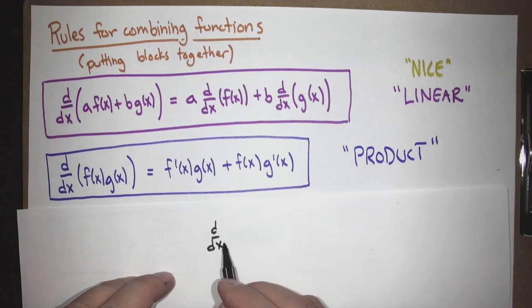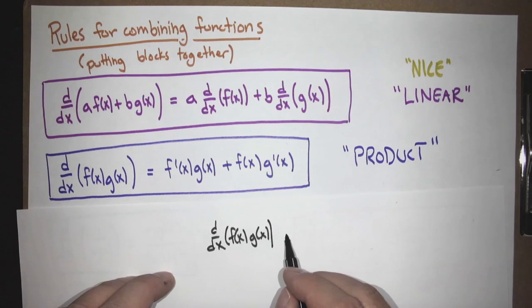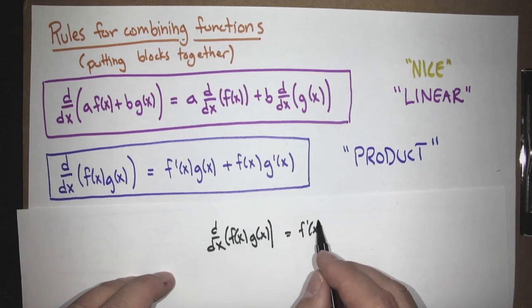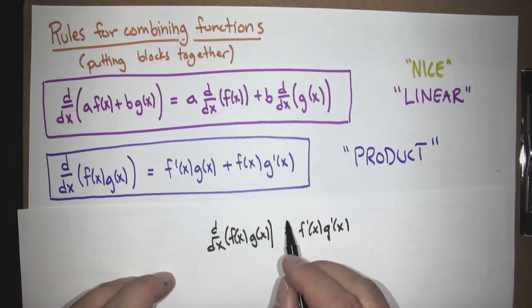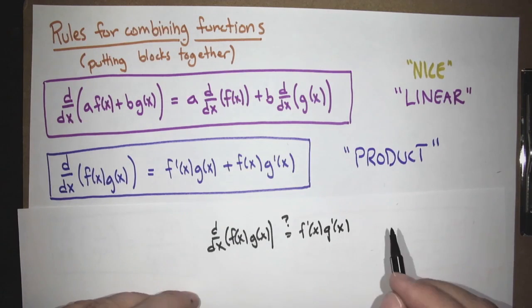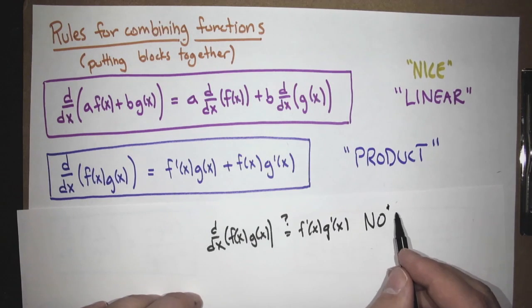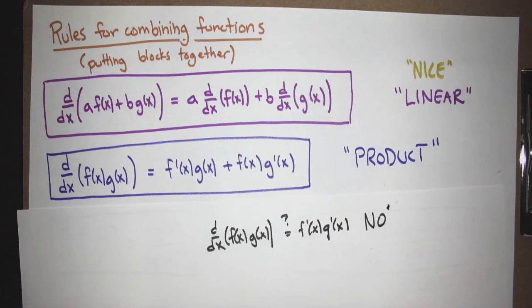So if I take the derivative of f of x, g of x, a lot of people will say, oh, shouldn't this be f prime of x times g prime of x? Does it? No. With a little asterisk there, but I'll explain the asterisk at some point. But no. Let's convince ourselves.